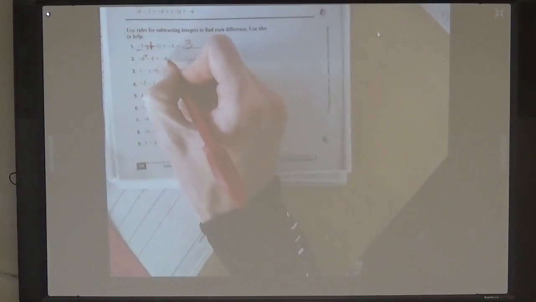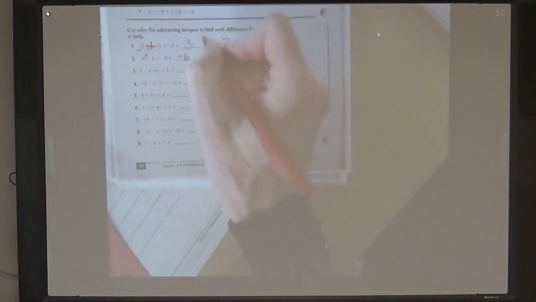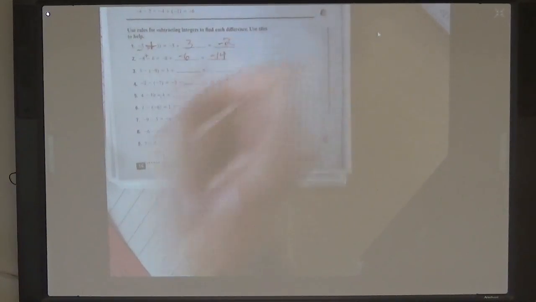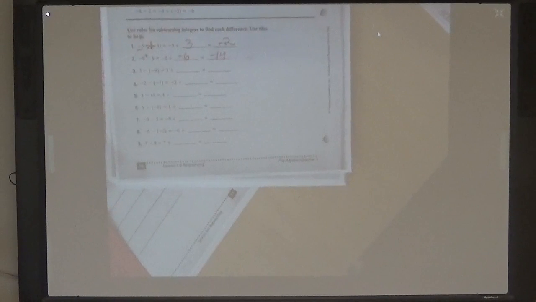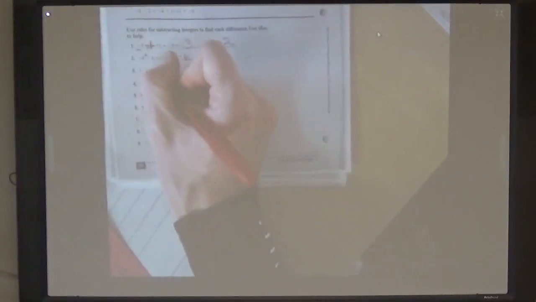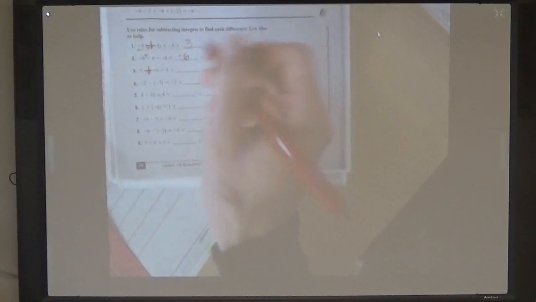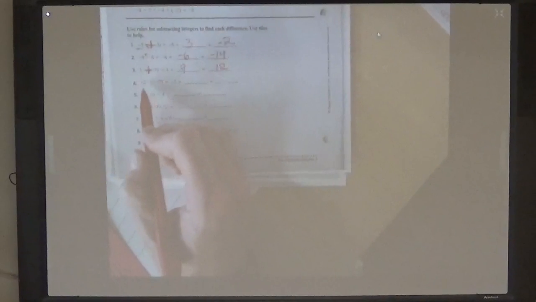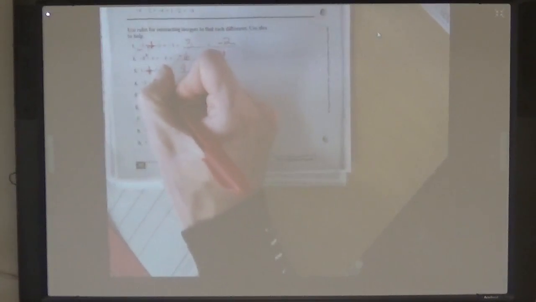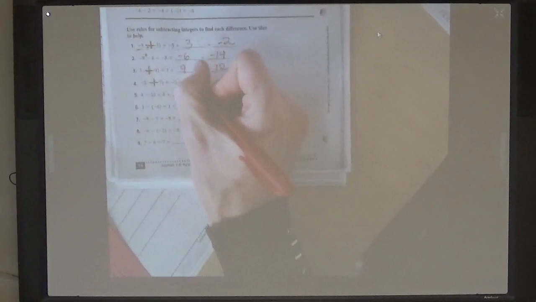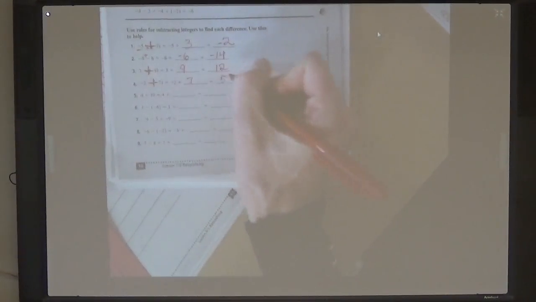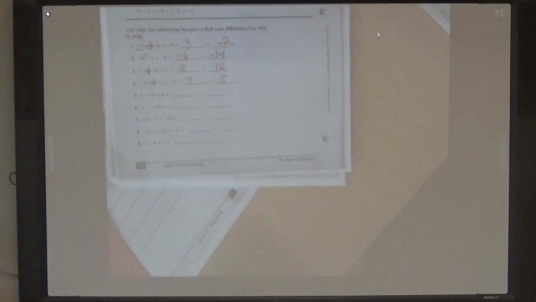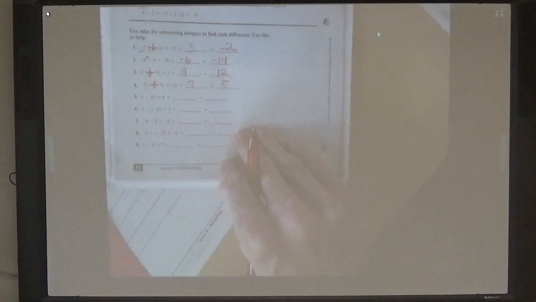Yeah, negative 2. You insert a plus sign. So it's negative 8 plus negative 6, which is negative 14. Number 3, two minus signs in a row changes to just plus, so it's 3 plus 9. Number 4, negative 2, and then two minus signs in a row becomes just plus, so the answer is 5. Do you understand? Questions on this? Let's go to the back side.